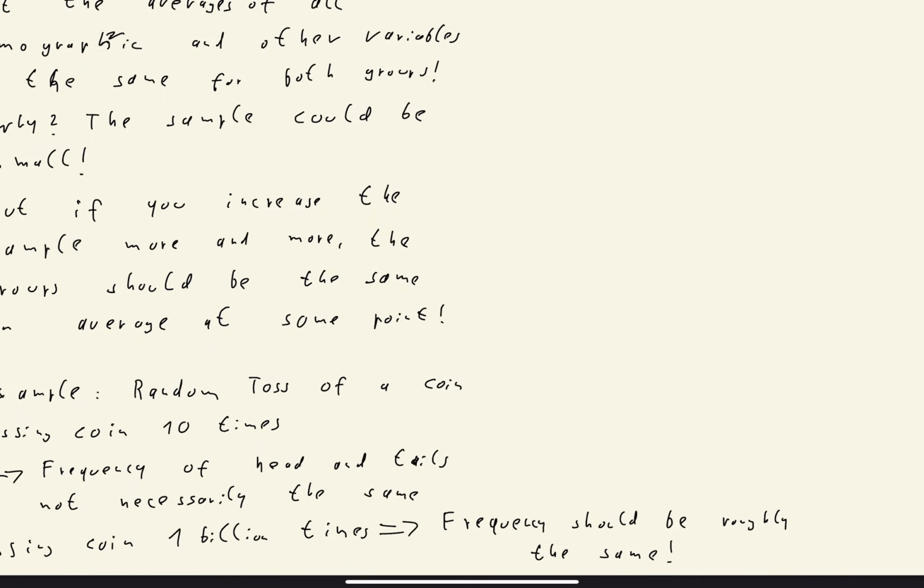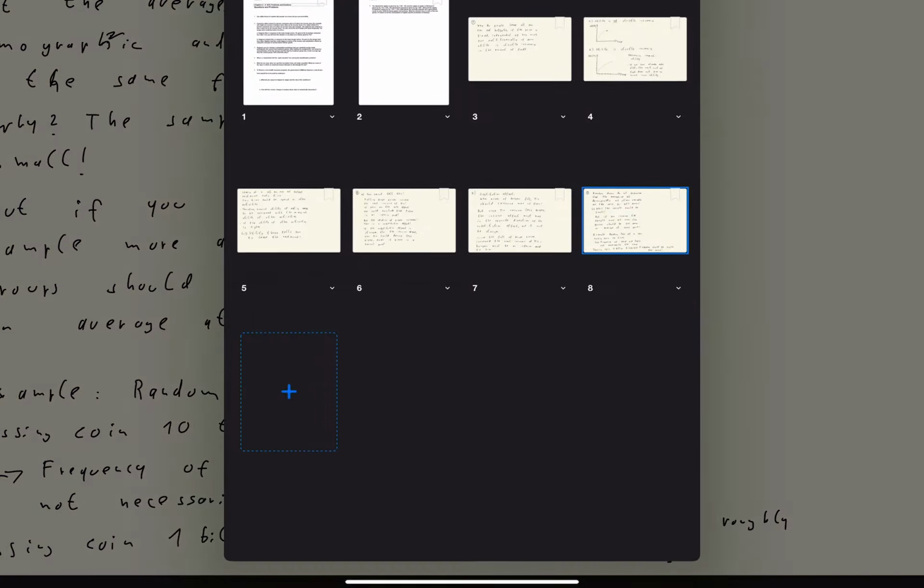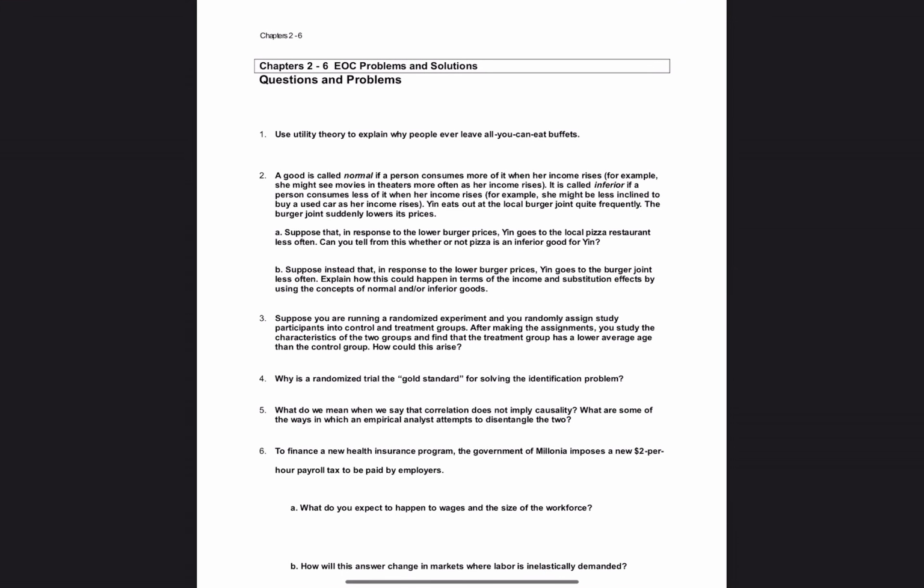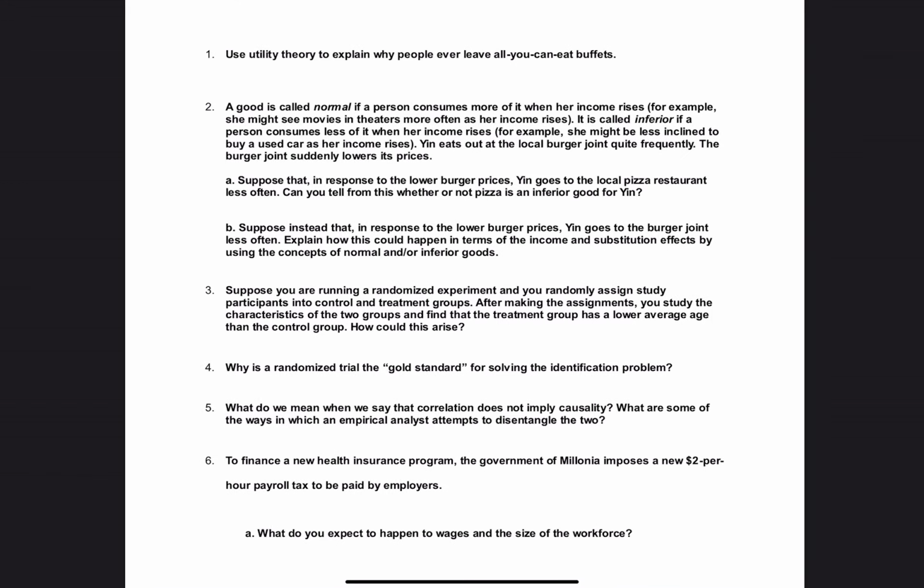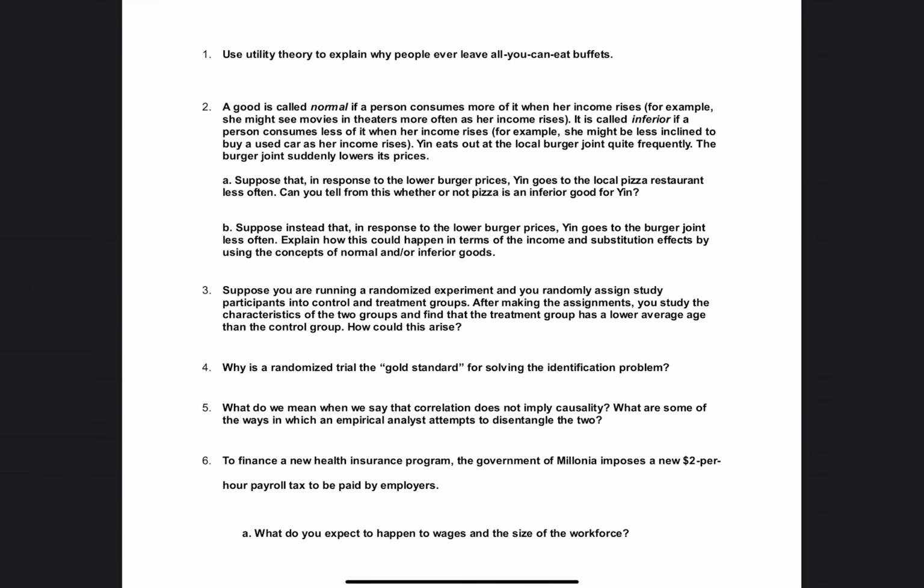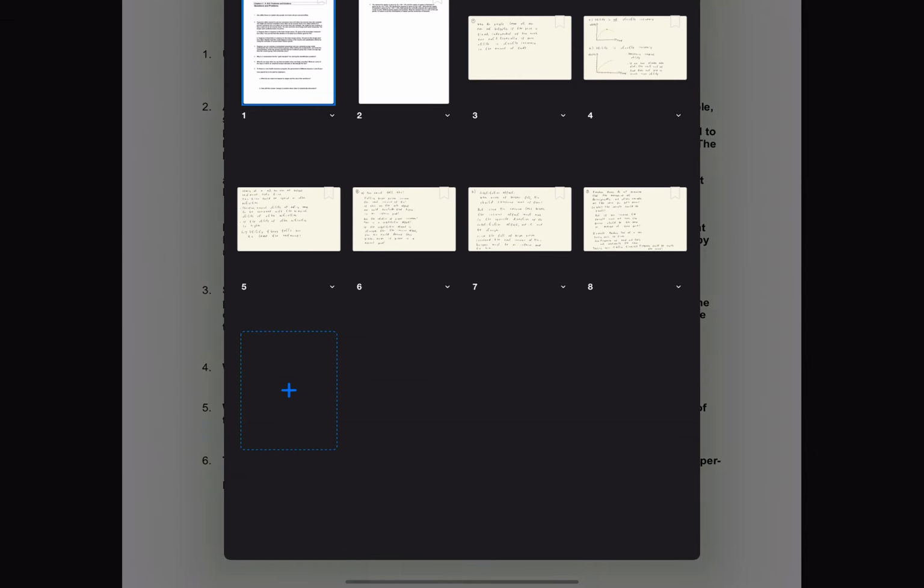Yeah, this is kind of the idea of the law of large numbers. Good. This brings us to exercise number 4. Why is a randomized trial the gold standard for solving the identification problem? This has to do something with exercise number 3, of course.